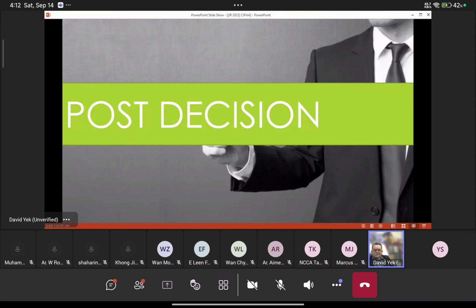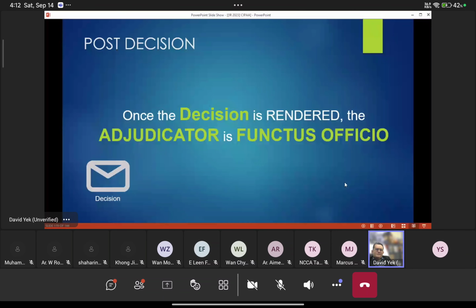All right. There is something called a post-decision. Never think that after you receive the decision from the adjudicator, everything is done. That is only the first part of SIPA. The post-decision is the second part of SIPA that comes after you have the decision in your hand. What are you going to do with this decision?